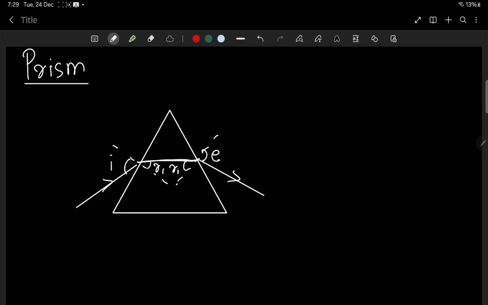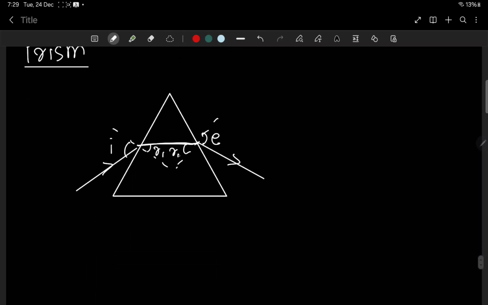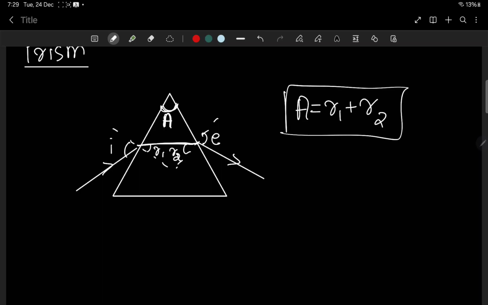Really this should be some I and this should be R, but I just changed it as second angle of refraction R2 and angle of emergence E. Emergence means angle of going out. And there is an angle for the prism. Now this angle of prism is found out to be R1 plus R2. That is the sum of both angles of refraction.